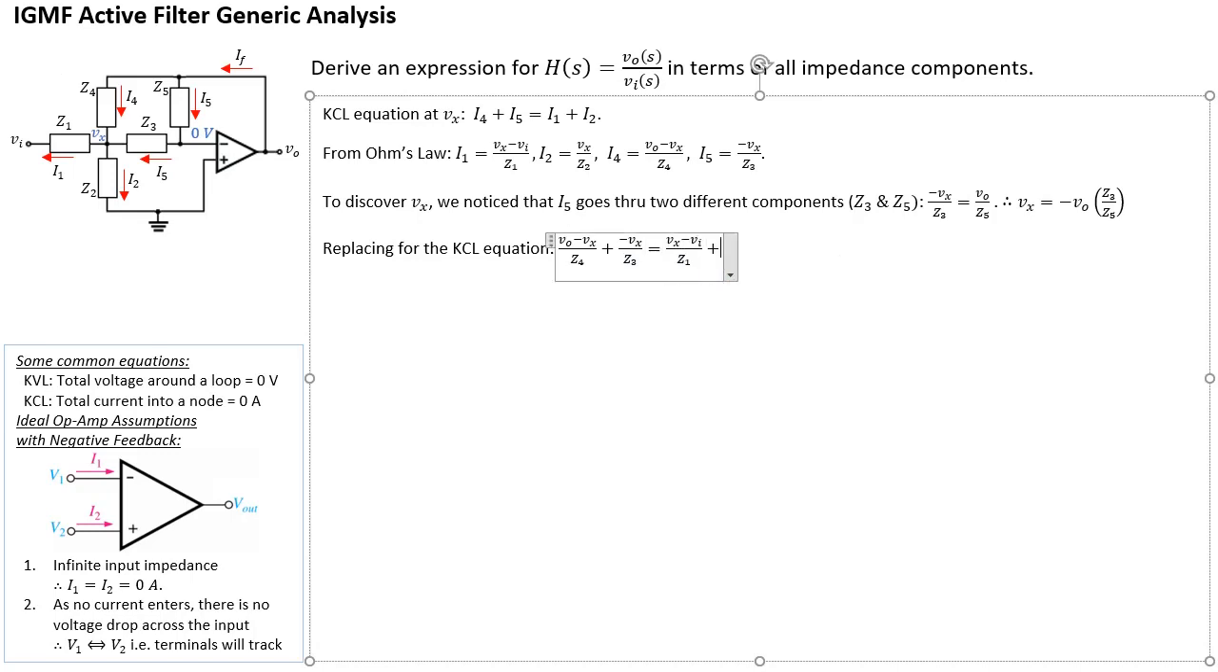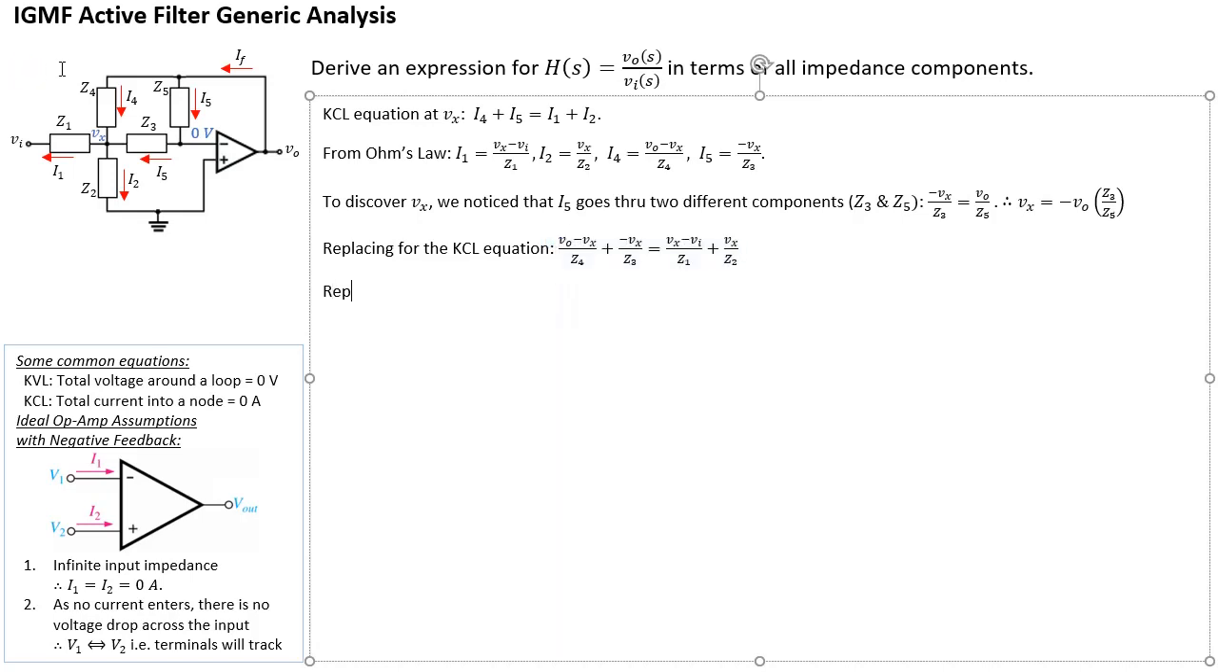Plus I2. I2 is just Vx over Z2. All right. So that's our equation. Our KCL equation now being substituted with all these I expressions, if you like, to become this. All right. So then the next thing we do is to replace all the Vx's with this term. All right. So let me just copy this.